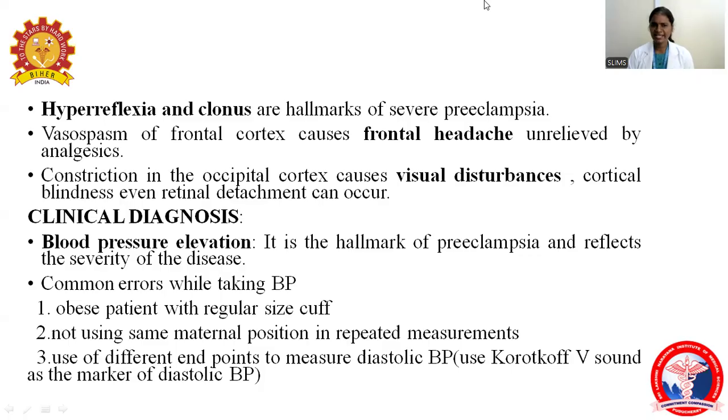So coming to the clinical diagnosis part. The first and most important thing is blood pressure elevation. It's a hallmark of preeclampsia and reflects the severity of disease. The common errors while taking BP are using a regular size cuff in obese patients, not using the same maternal position in repeated measurements, and using different endpoints to measure diastolic BP. Usually we have to use the first cough and the fifth sound as the marker of diastolic BP.